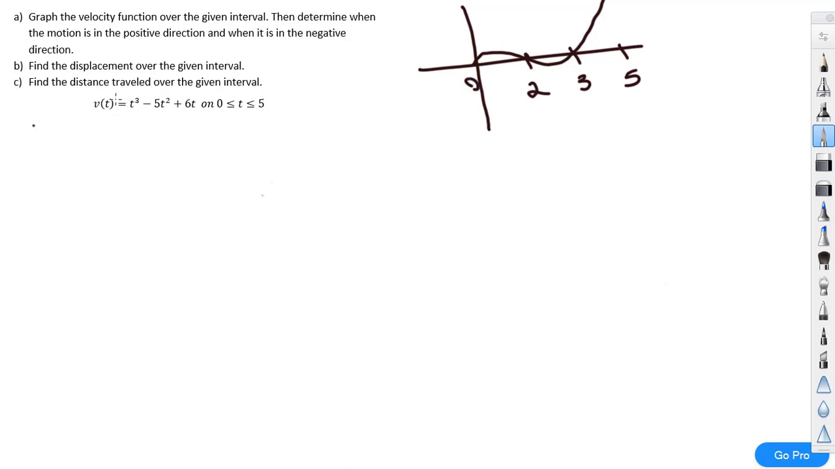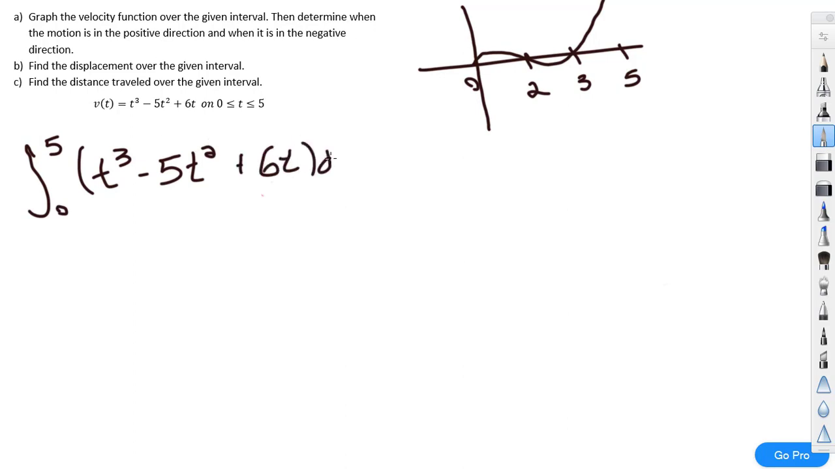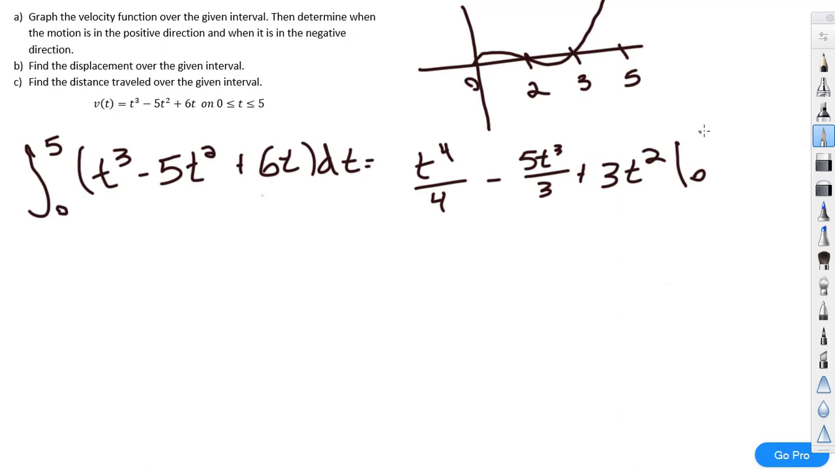So first, to find the displacement over the given interval, well, displacement, that's just the regular old integral of our function. So we're not doing anything fancy when we're doing net displacement. Okay. So plus 16 dt. So that's going to equal t to the 4th divided by 4 minus 5t to the 3rd divided by 3 plus, well, if I take t to the 2nd divided by 2, that 6 is going to become a 3t squared. Need to evaluate that from 0 to 5.